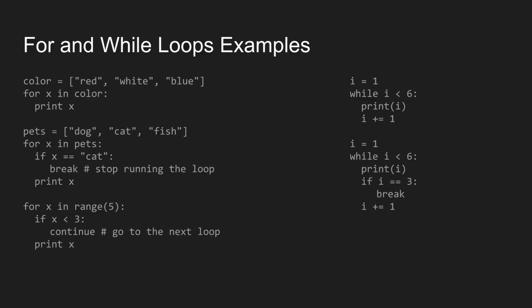Here I'm showing you how to break out of the list. So if x equals cat, we're going to break, stop running the loop. So this should only print dog and then stop at cat. It's not going to print cat.